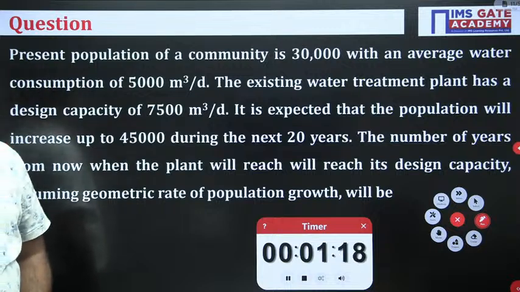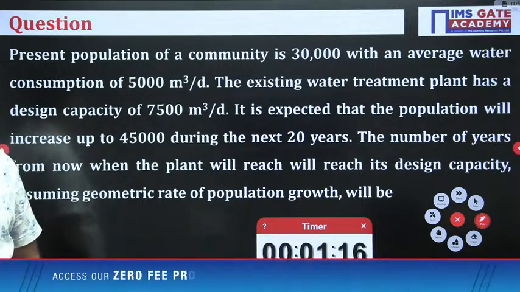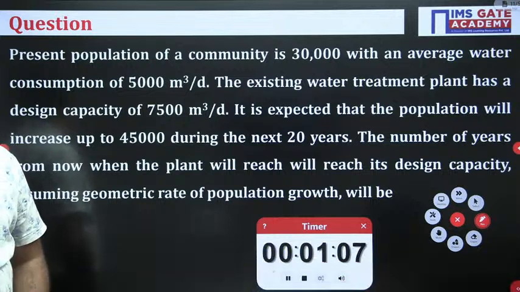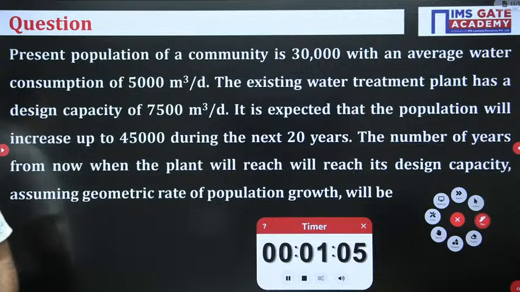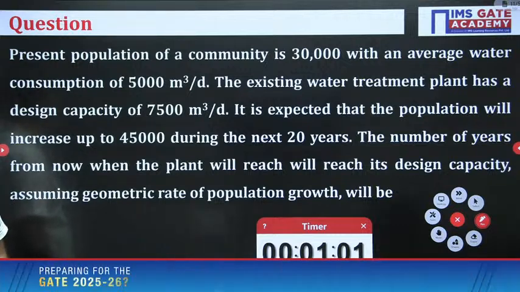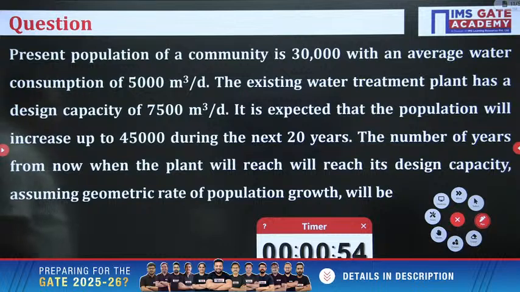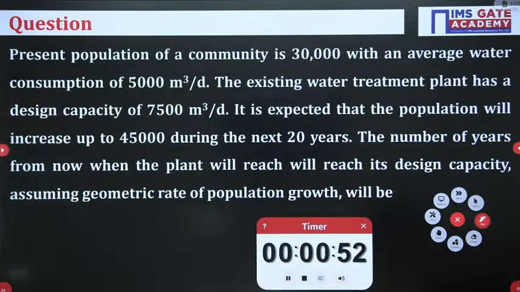Keep commenting your answers in the chat box. Those of you who have understood the question, kindly reply yes. Go for it. This timer is very important.